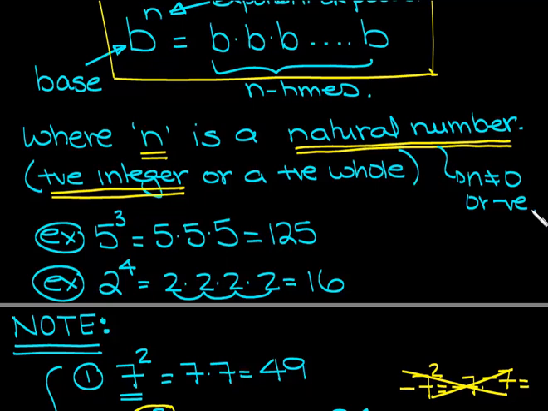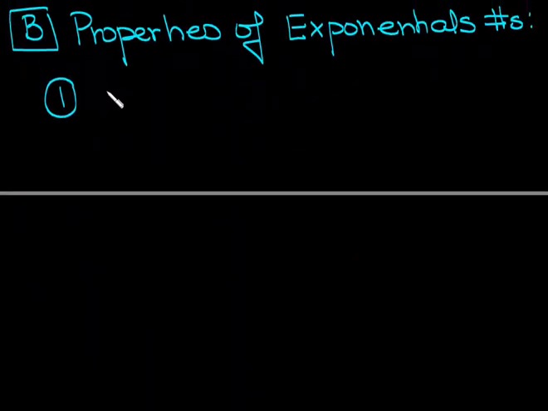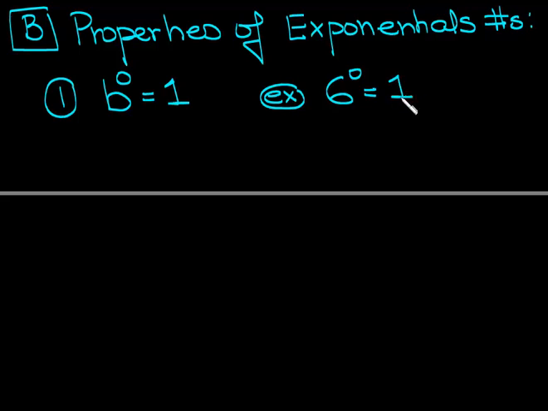So what do we do if n is 0 or negative? So let's take a look at those, because we have special properties for that, since n cannot be 0. So if your base is b and your exponent is 0, then the value of that exponential number is 1. So here's an example of that. I'll try to give examples next to it. I could have 6 raised to 0. That would be 1.